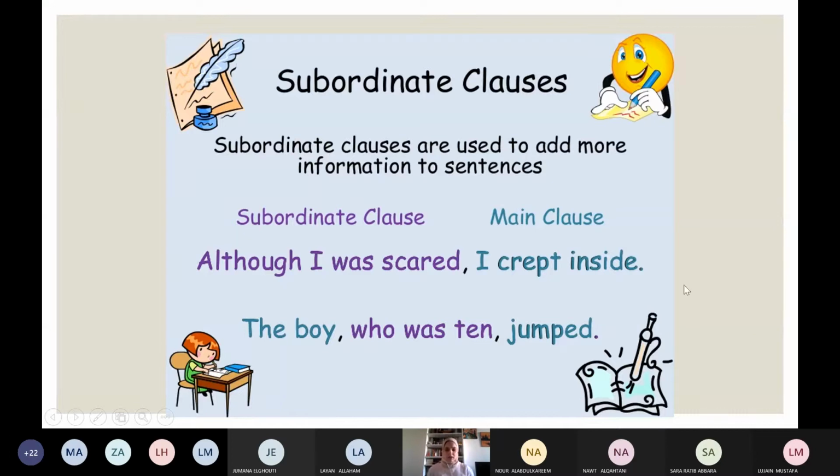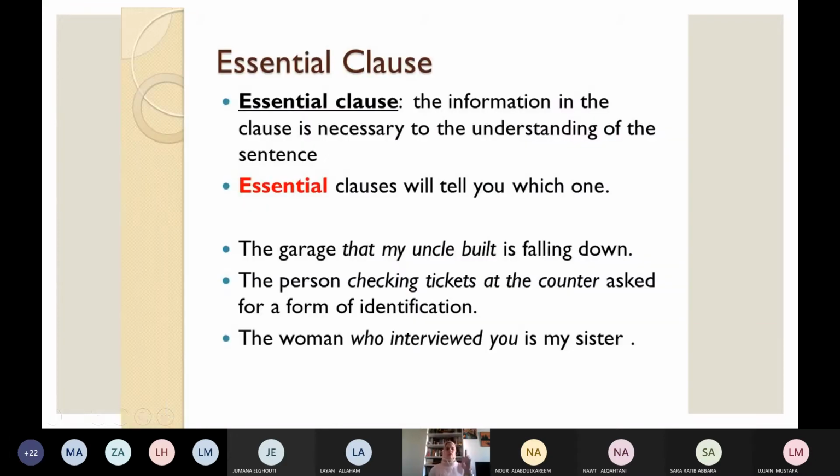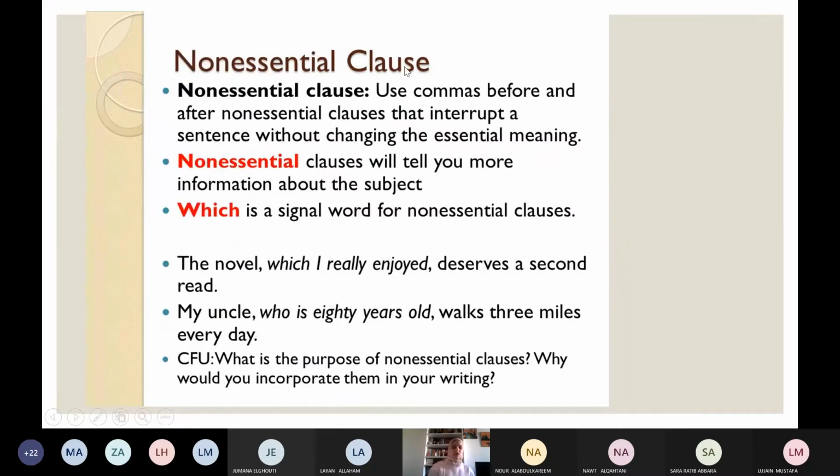Girls, here. Look how I know it's a subordinate clause when there is a subordinate conjunction at the beginning. "Although," so it is a subordinate clause. Then I have 2 kinds of subordinate clause: essential clause and non-essential clause.